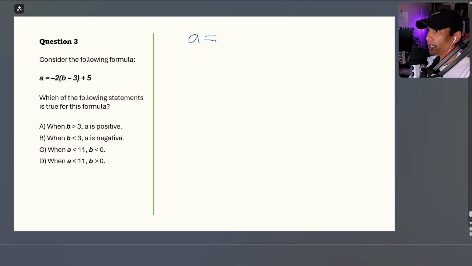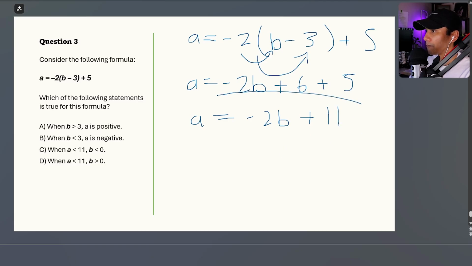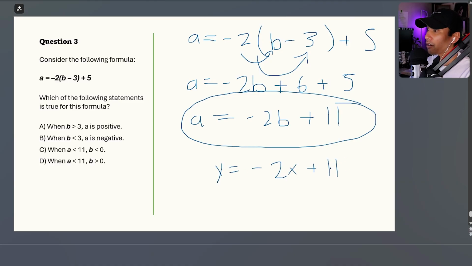So a equals negative 2, b minus 3, plus 5, right? We're going to distribute that negative 2, and then we're going to get a equals negative 2b plus 6 plus 5, and then we're going to get a equals negative 2b plus 11, and there you go. We have our expression in y equals mx plus b. So in our mind, we could think of it as y equals negative 2x plus 11.